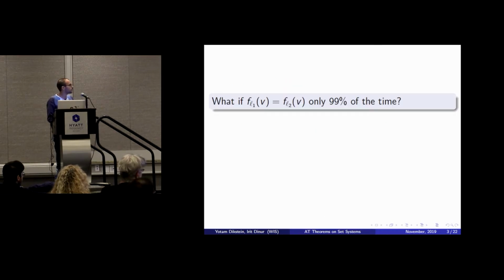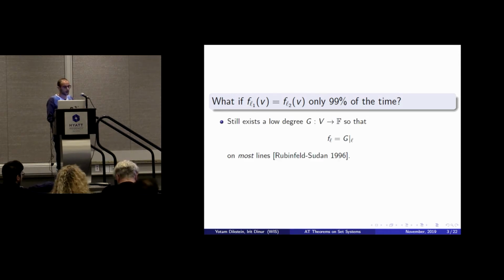The question that interests us today is what happens if these functions on the lines are consistent only 99% of the time. In this case, and this is a beautiful theorem by Rubinfeld and Sudan from the mid-90s, we can still find the low degree function G so that most of the lines are still restrictions of this low degree function.